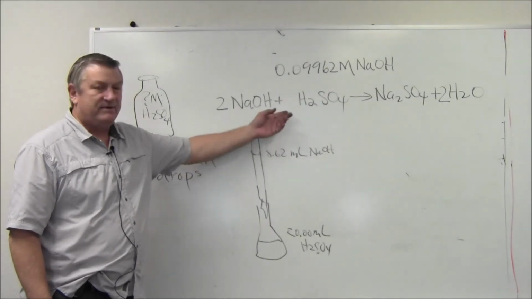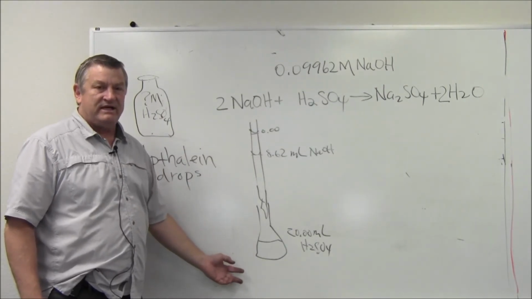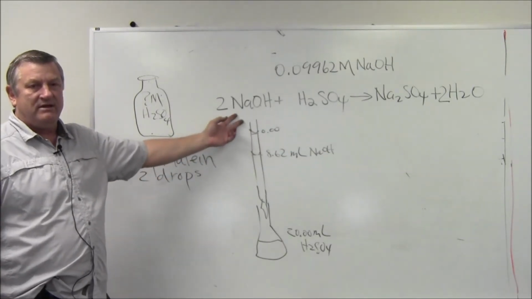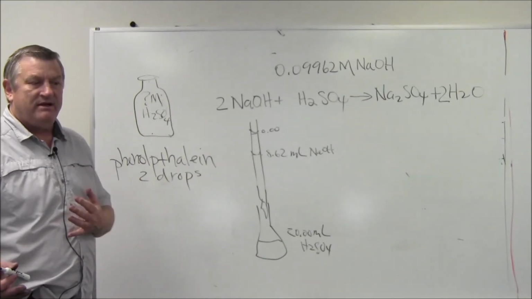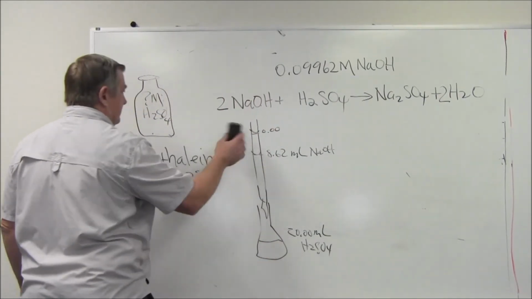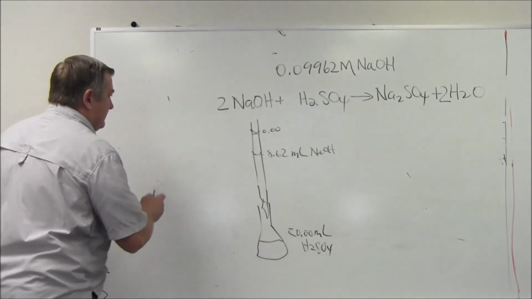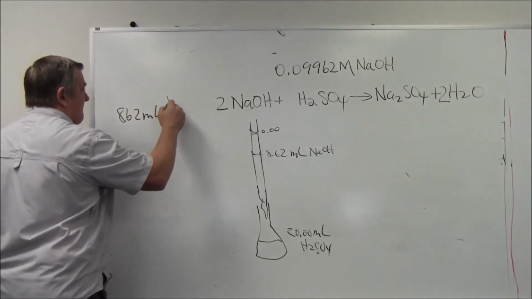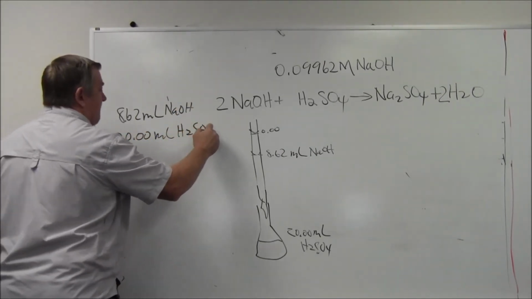And now we can use the balanced equation because we know the moles of sodium hydroxide and the moles of sulfuric acid are in the same proportion or ratio of 2-to-1. There'll be twice as many moles of sodium hydroxide to sulfuric acid because there's no excess reagent or limiting reagent. Okay? So now let me erase this so I have nice room to do the calculation. So let's write over here 8.62 mils of NaOH were required. And we started with 20 mils again of H2SO4.